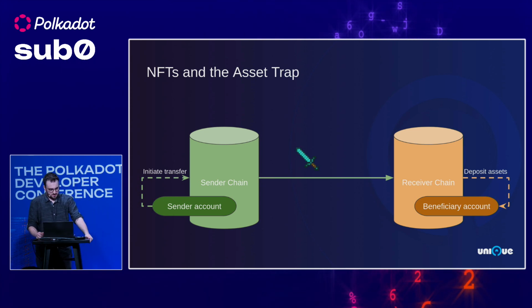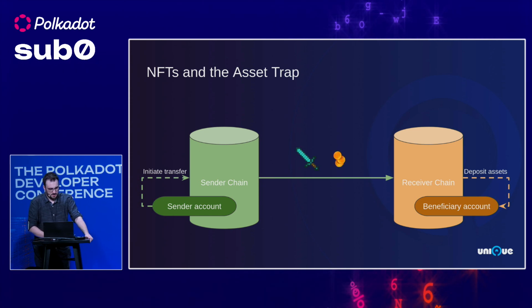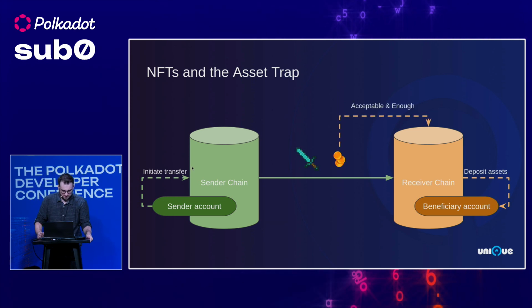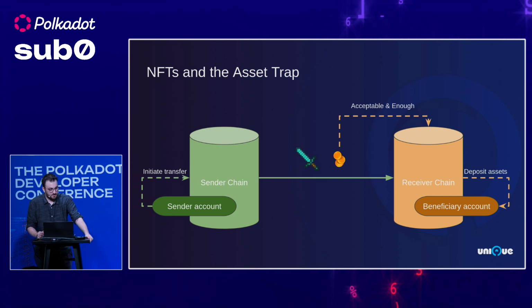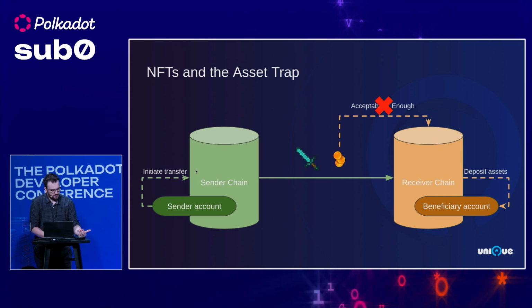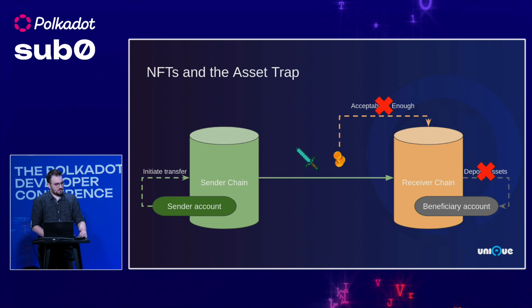But to complete the transfer, we must transfer fungibles alongside the NFT to pay for the XCM execution fees on the receiver chain. And not just any fungibles. The receiver chain must recognize them as acceptable currency for paying execution fees. And of course, there should be enough of them for the transfer to go through. What will happen if one of these conditions fails? Well, of course, the assets won't be deposited to the beneficiary account. Instead, they will end up in the asset trap.